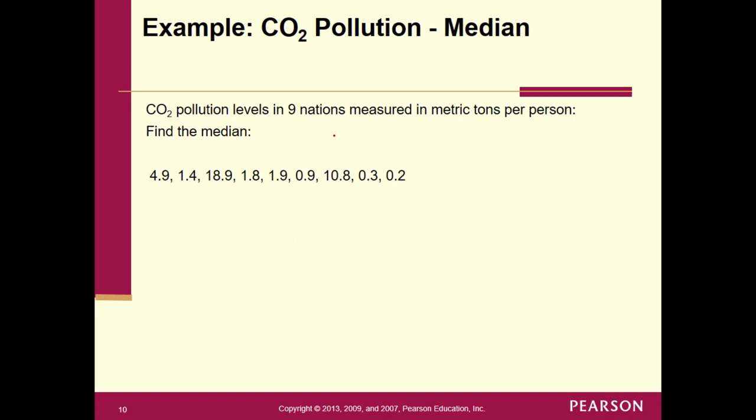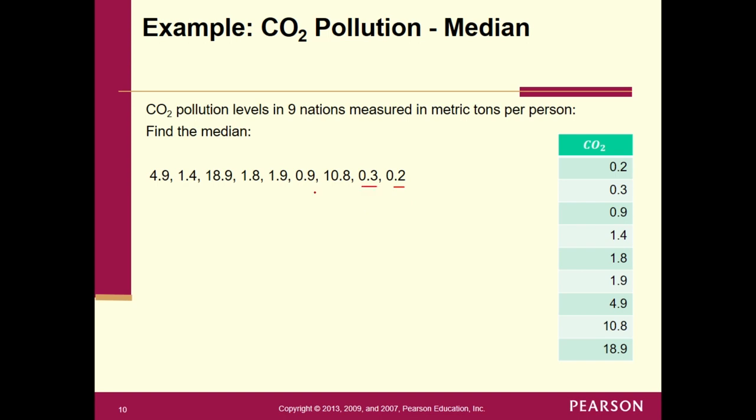So here's our data again, and what we're going to have to do is order them, and that's what I've done over here. Notice 0.2 is the smallest, and then 0.3, and then 0.9, 1.4, and so on and so forth. You'll just have to do it, all the way up to 18.9 in the United States. So notice our data now is ranked, and now we can go find the median.